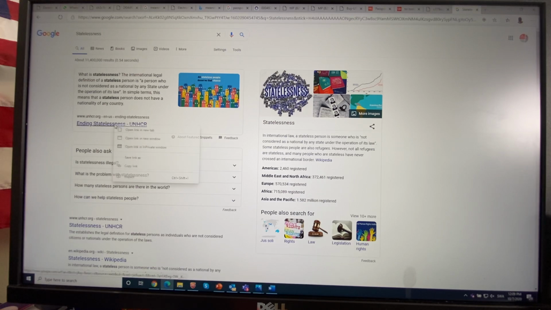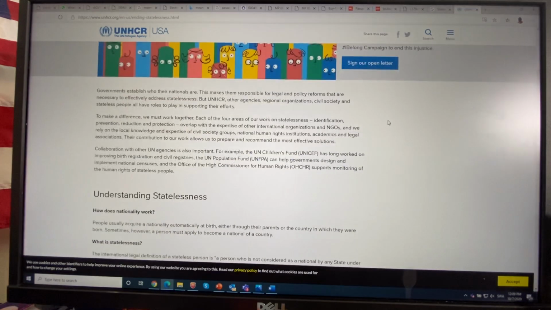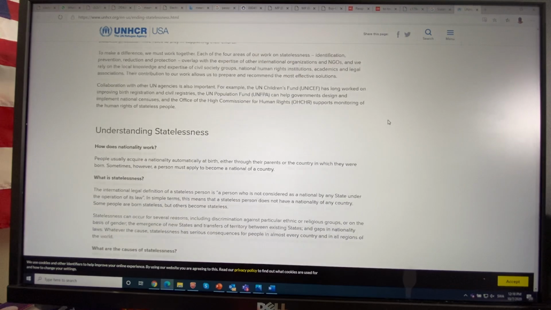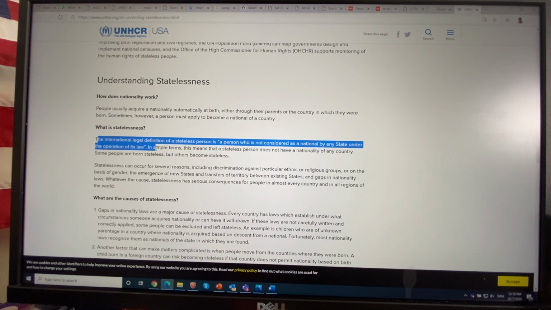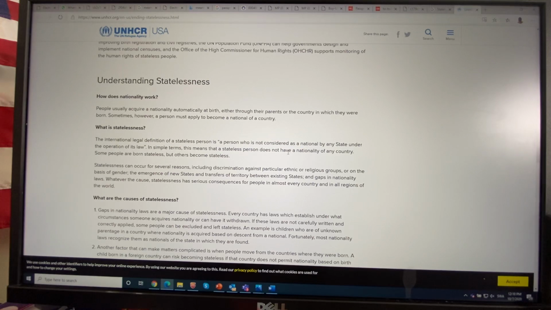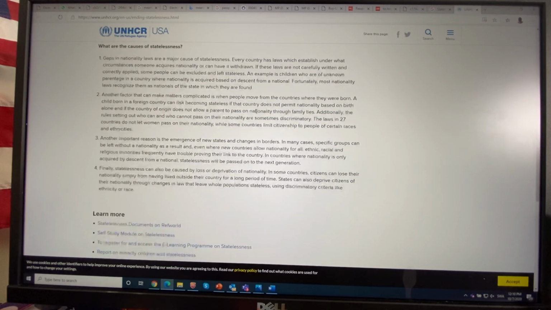According to the United Nations Refugee Agency, what is stateless? An international legal definition of stateless is a person who is not considered as a national by any state under the operation of its law. In simple terms, it means a stateless person does not have nationality of any country. Some people are born stateless, but others become stateless for other reasons, but not all refugees are stateless.